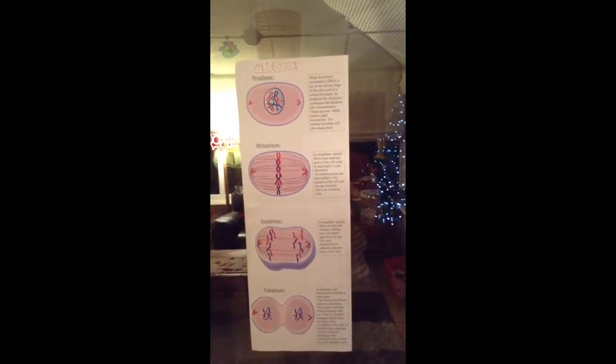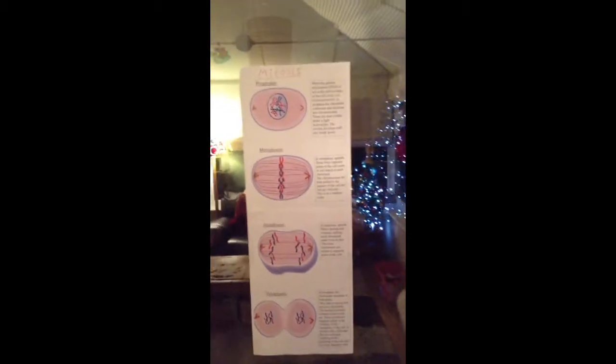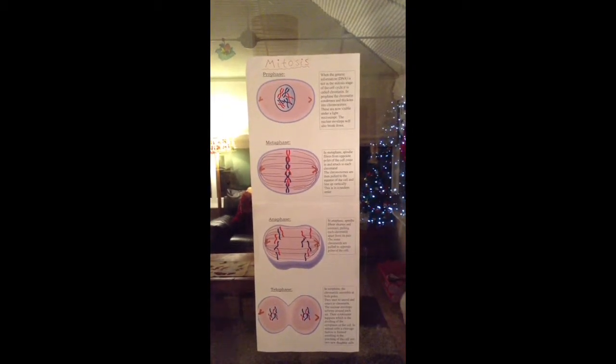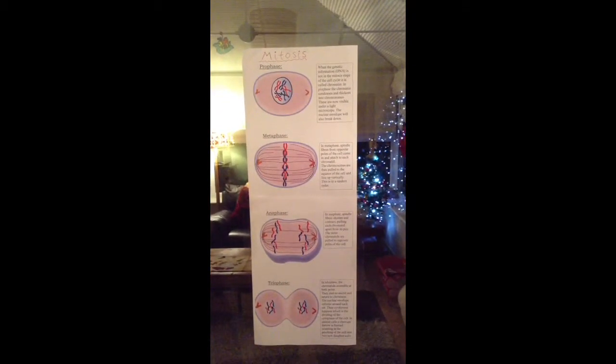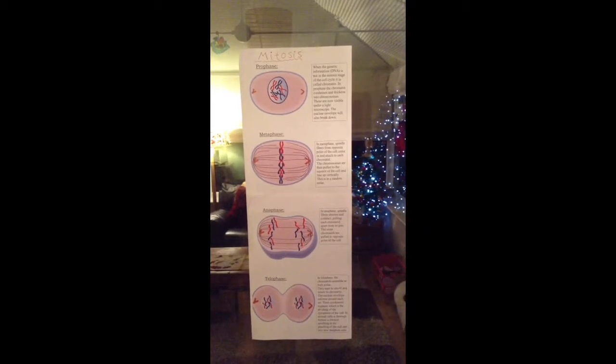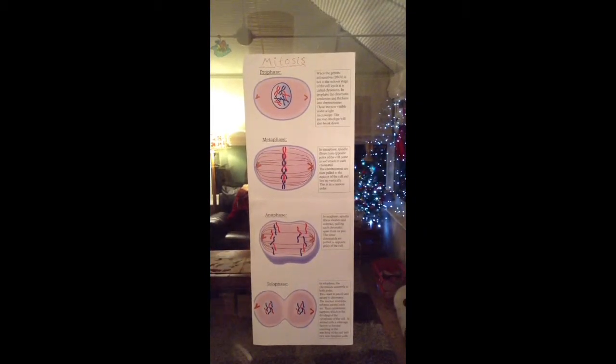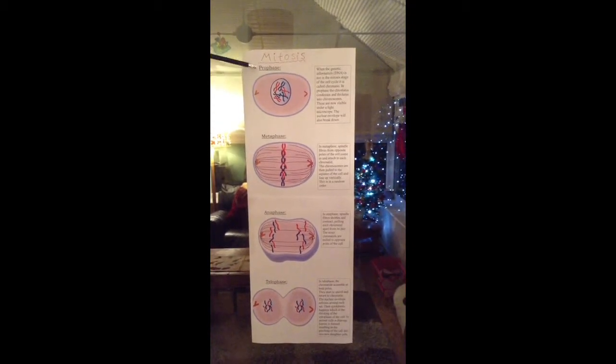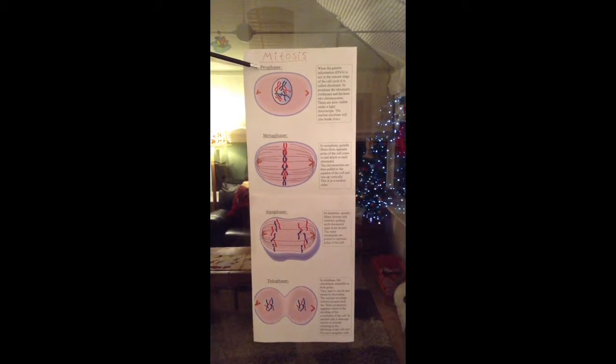Okay, so I've already told you how DNA in the cell looks before mitosis happens. It's in long strands called chromatin, but during mitosis this changes quite a lot. Mitosis happens in 4 stages. The first stage is called prophase.